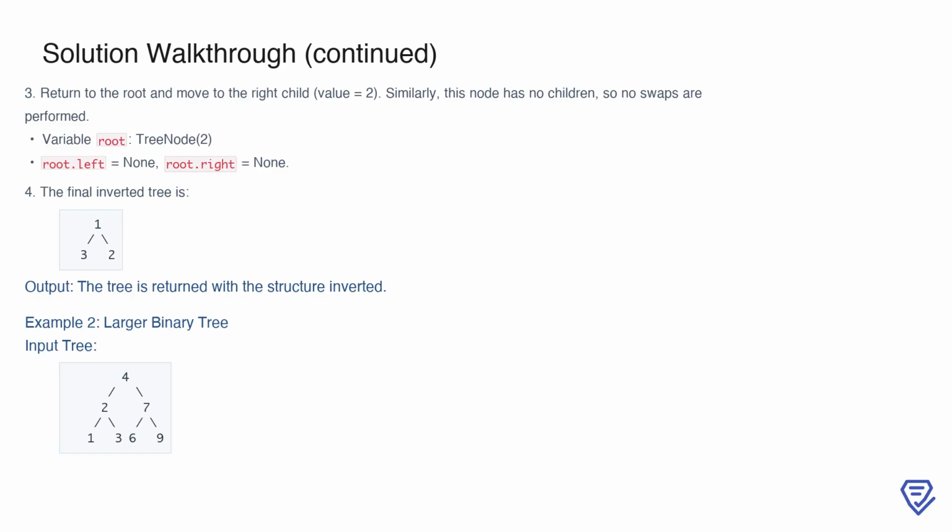At this stage, the entire tree has been processed, and the final inverted tree structure is complete. The root node 1 now has 3 as its left child and 2 as its right child. This inverted tree is then returned as the output. Moving forward, we will explore a larger binary tree to understand how the process works with more complex structures.